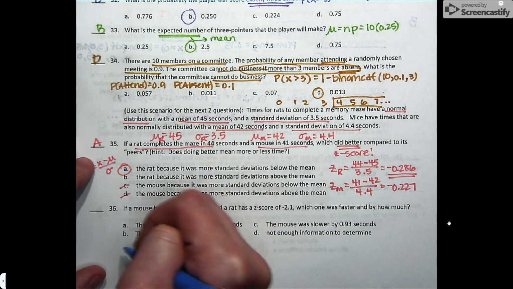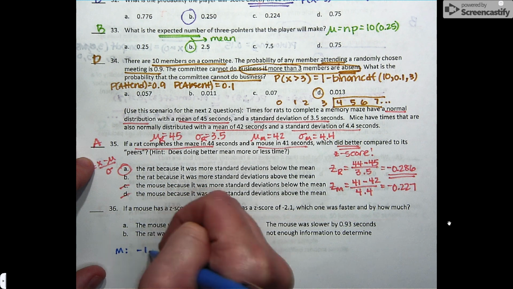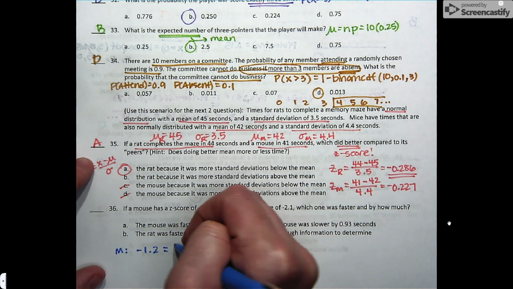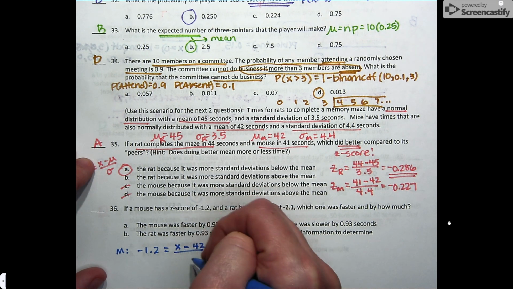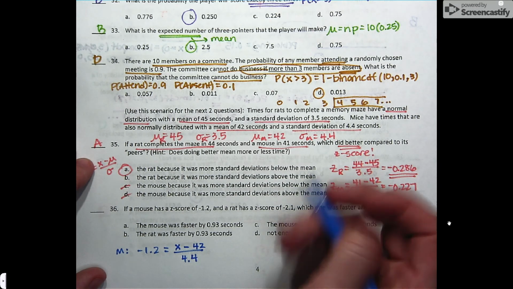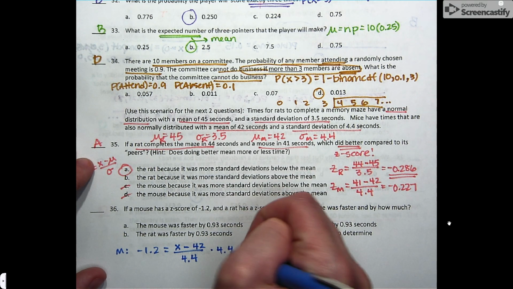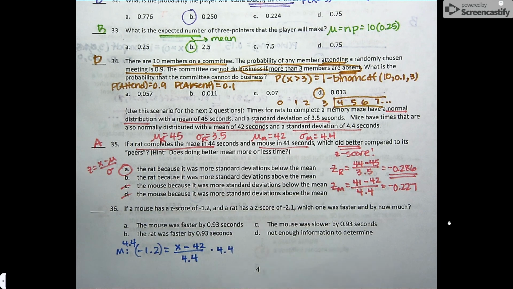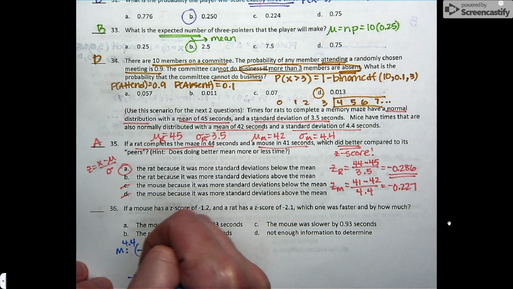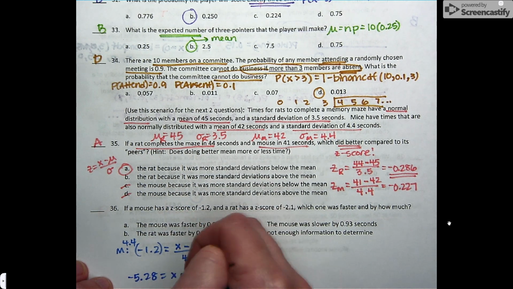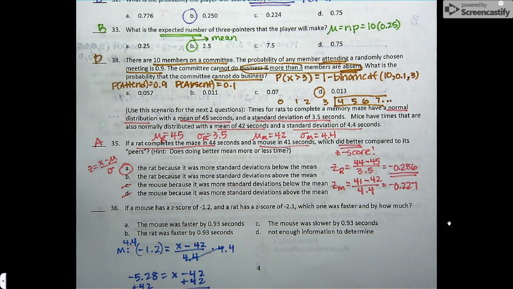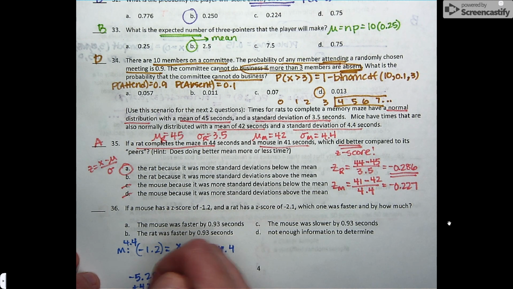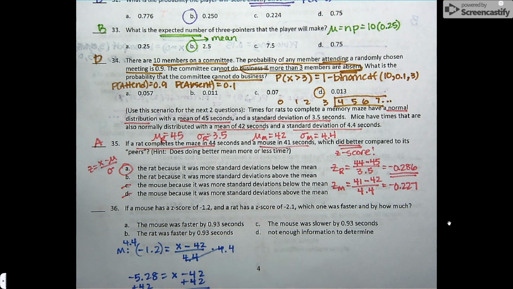So my z-score of my mouse. So my mouse had a z-score of negative 1.2. That equals the value, which I don't know, minus the mouse's mean of 42 divided by its standard deviation of 4.4. So I'm going to multiply both sides by 4.4 to get that numerator by itself. So I get negative 5.28 equals x minus 42. And then just add 42. Once again, like I said, there is technically a faster way to do this problem. I'm just showing you the way with all the work, just so that way you can see.